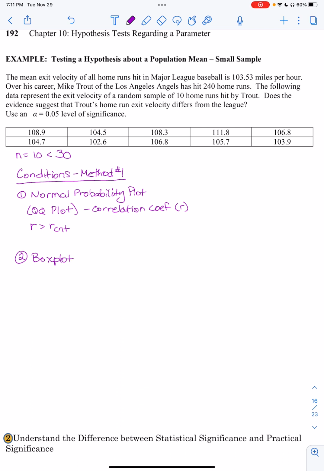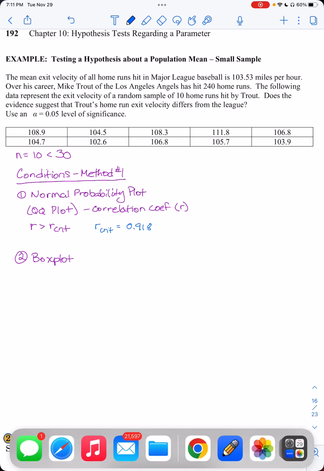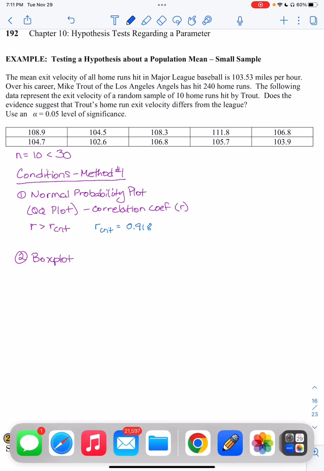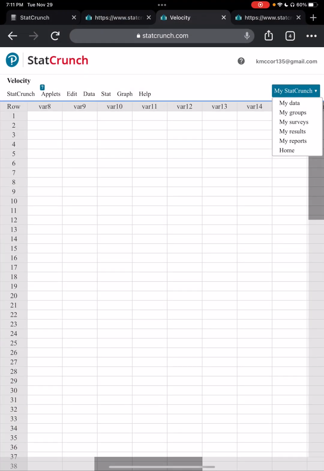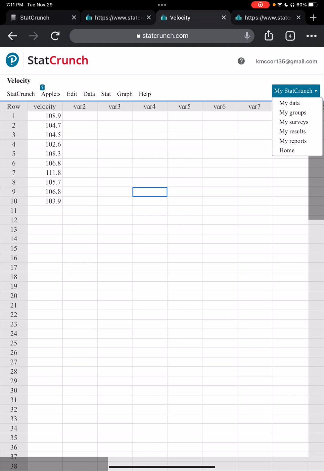So let's start with the normal probability plot. If I look up our critical correlation coefficient here, my critical R value for n equals 10 is 0.918. So we are looking for a correlation coefficient in StatCrunch with this data that's higher than 0.918. So let's go over to StatCrunch real quick, and we're going to look first at the normal probability plot and then at the box plot. If I pop over there, what you'll notice is I already put in the velocity data.